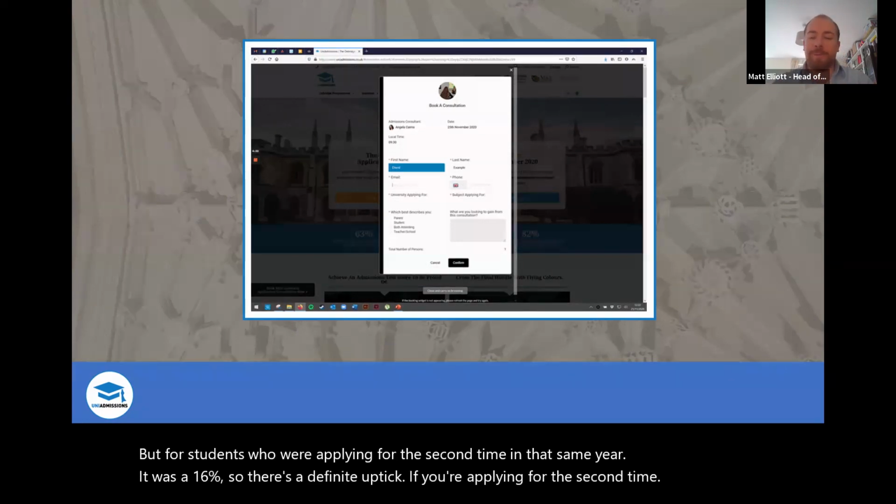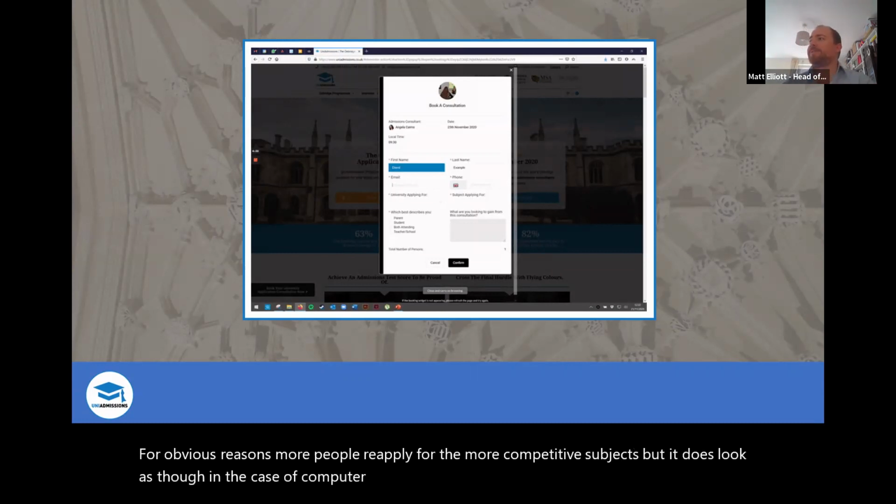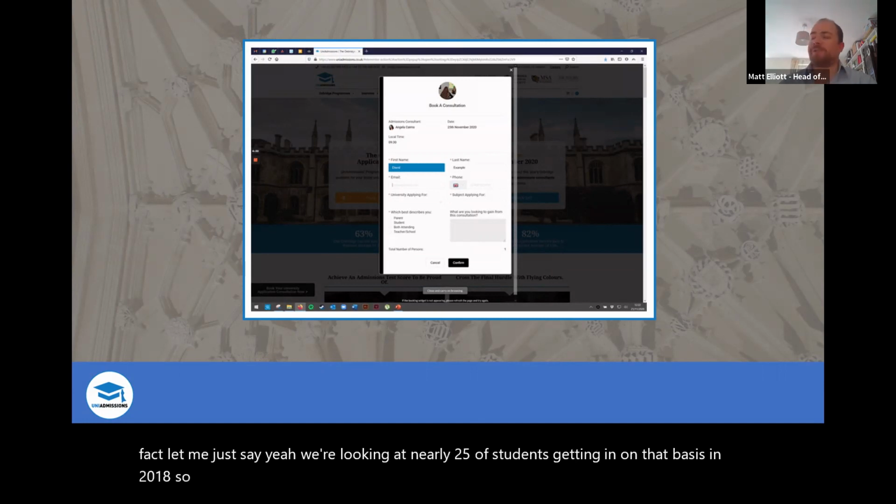For obvious reasons, more people reapply for the more competitive subjects. But it does look as though in the case of computer science, it makes a really substantial difference. In 2019, in fact, let me just see. Yeah, we're looking at nearly 25% of students getting in on that basis in 2018. So the long run average is really positive for reapplying for computer science. So I think that's an eminently sensible idea.